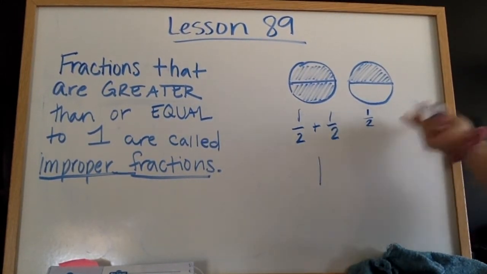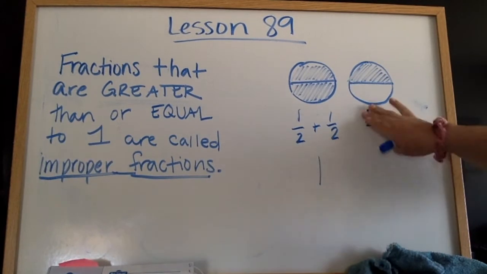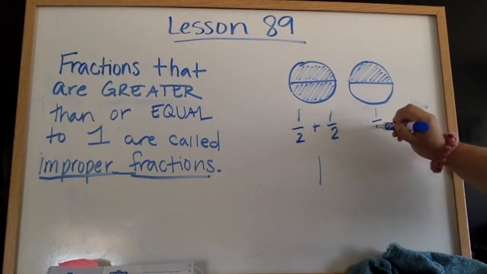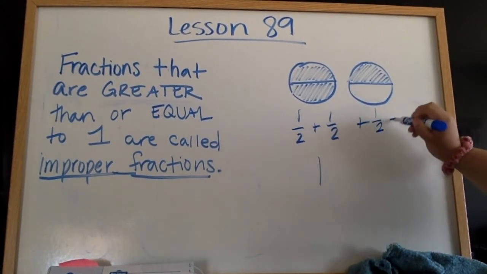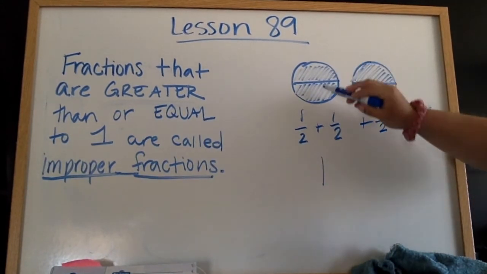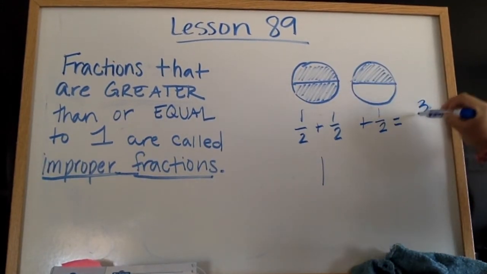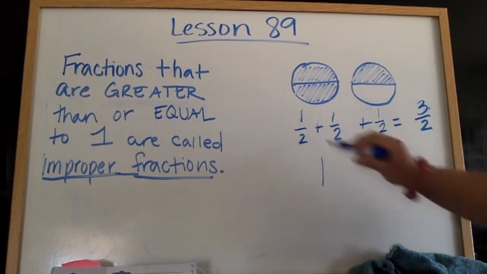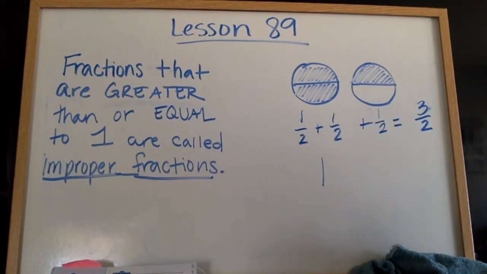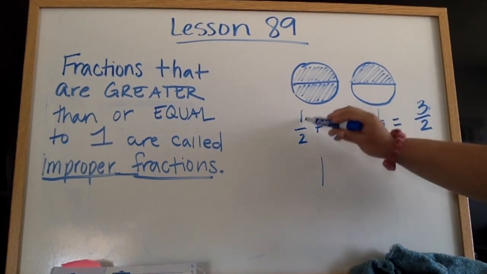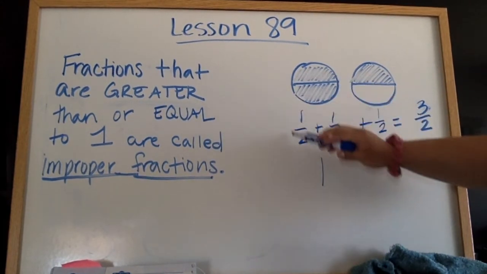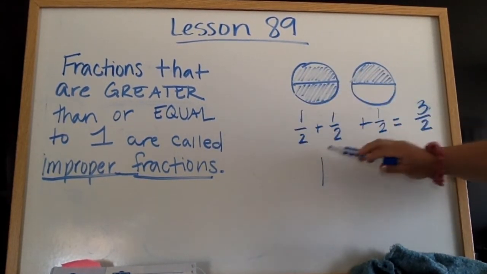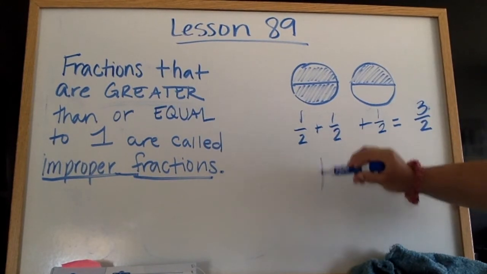And over here we just have 1/2. So altogether we have a total of 1, 2, 3 halves. Okay, 1, 2, 3 halves altogether. And like I said before, when we had 1/2 and a half, like in this picture, that equaled a whole.